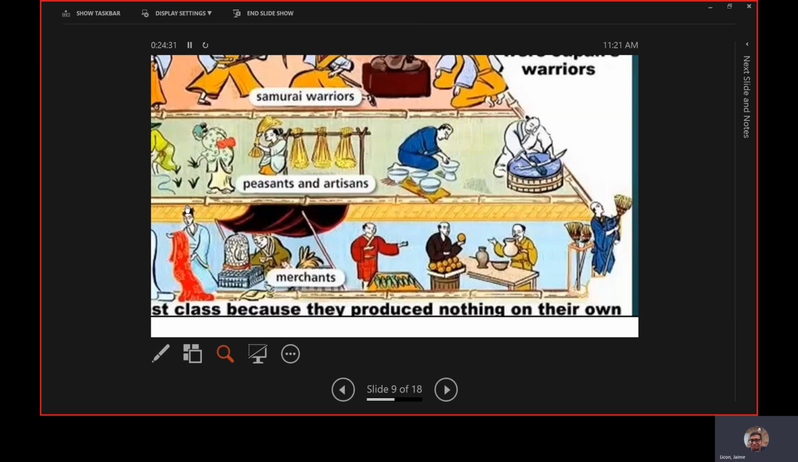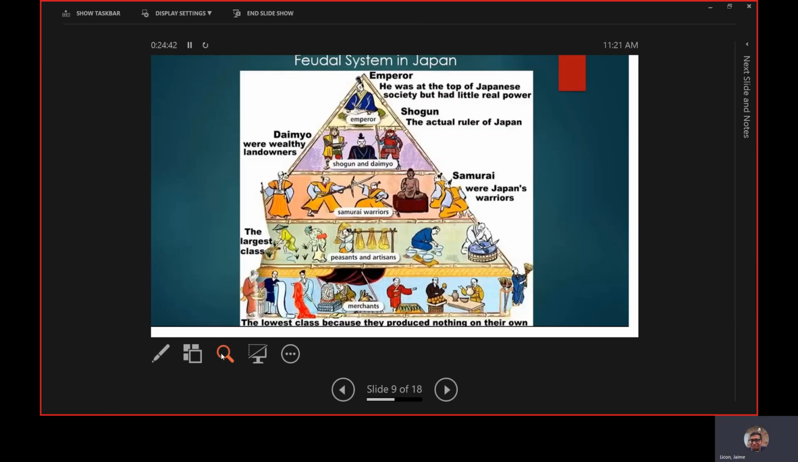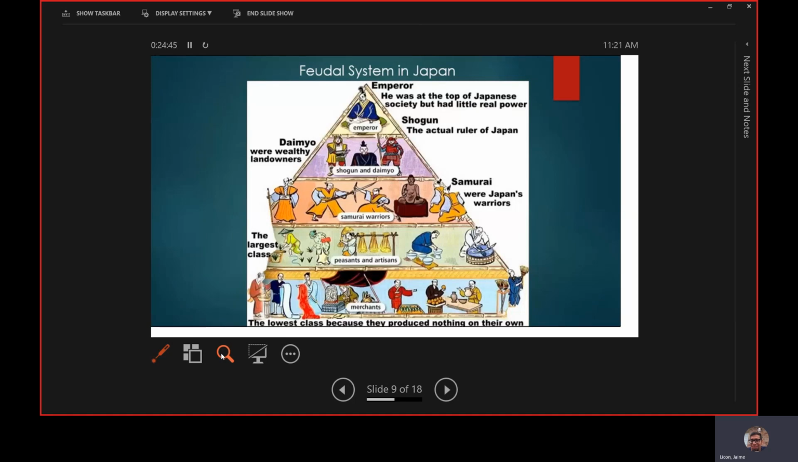All these people that we mentioned, they don't make anything. And in Japanese culture, if you don't make something, there's little respect. Ironically, in capitalism, merchants are going to be near the top, right? So this is the system that Japan has at this time.